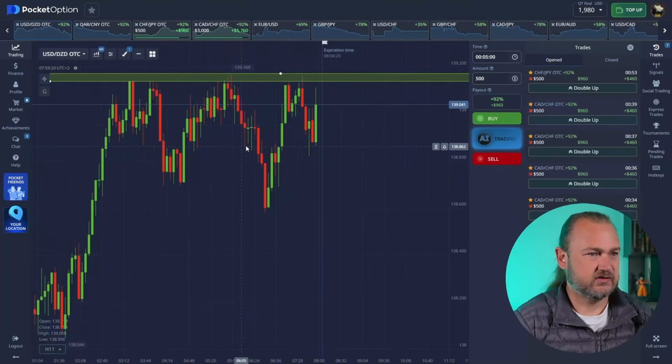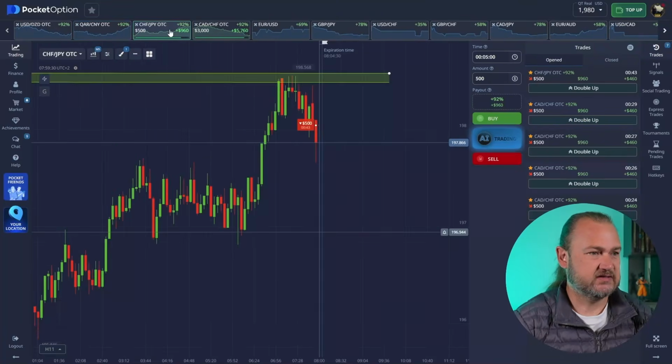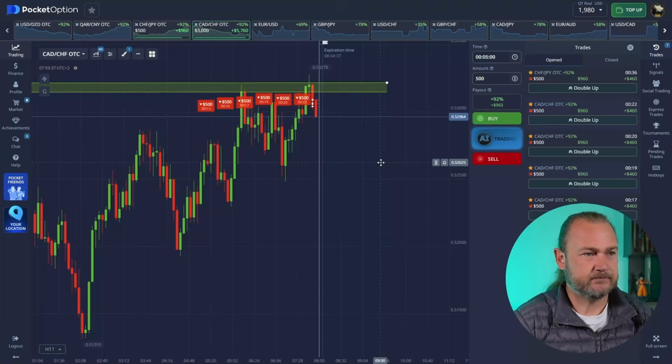Let's see what this is doing. Again, didn't quite reach the level, so I'm going to give it a few more minutes, see if it does come up, push up and actually touch this level. Half a minute left on these trades. So this one we don't really have to worry about. I doubt that it will go up all the way. Let's see what this is doing. Beautiful drop from that level area.